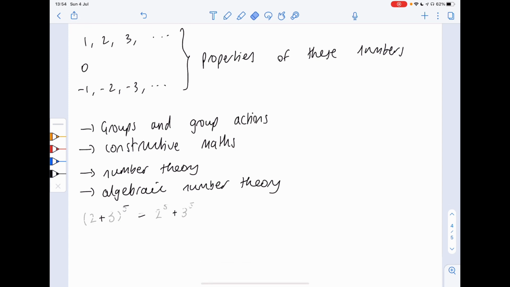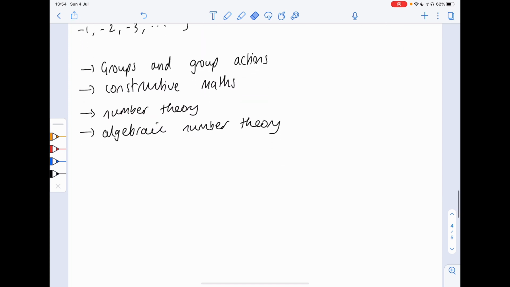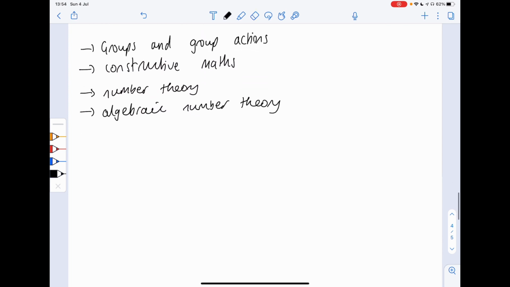So maybe to demonstrate this to you, I'll tell you a little bit of history. So in 1997, Andrew Wiles. So Andrew Wiles, you can look him up on the internet. He's a mathematician at Oxford, actually, and the Maths Institute at Oxford, the building, is called the Andrew Wiles Building. So he's a very successful mathematician. He solved a problem called Fermat's last theorem.